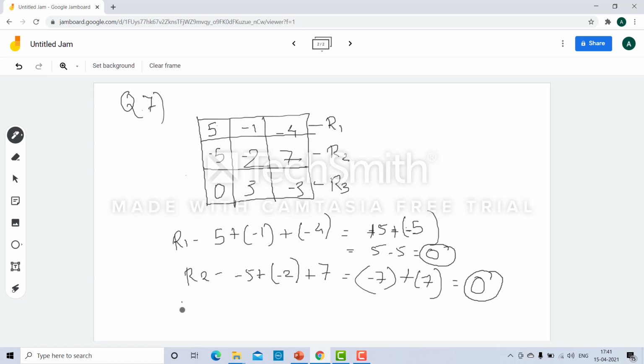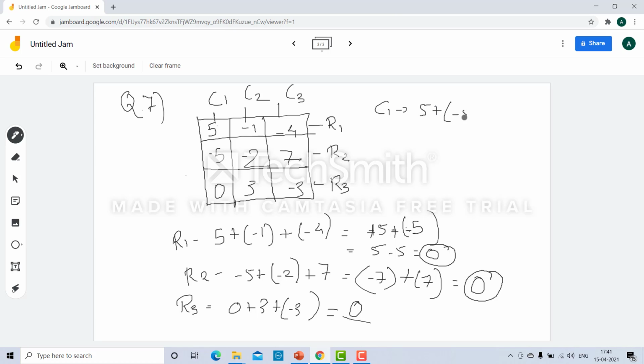Now for the third row, children, what will we get? It will be 0 plus positive 3 plus minus 3. So again positive 3 minus 3, we will get 0 again. So 3 of the rows are summing up to 0. Now children, this would be our column number 1, column number 2 and column number 3. Now we will have to sum them. Let us see our column number 1.